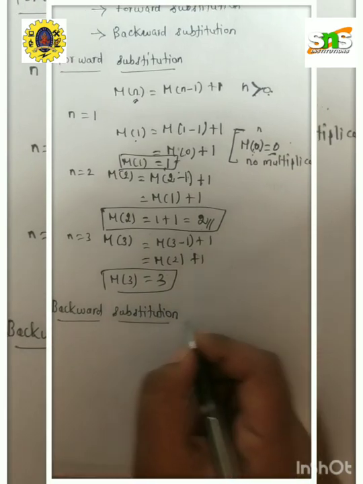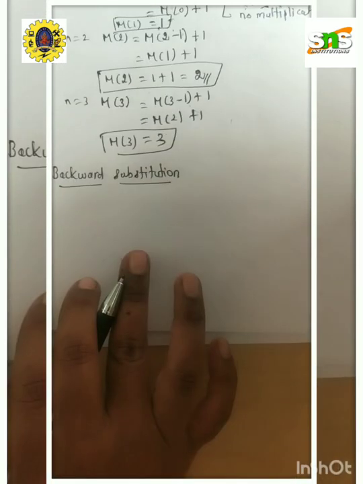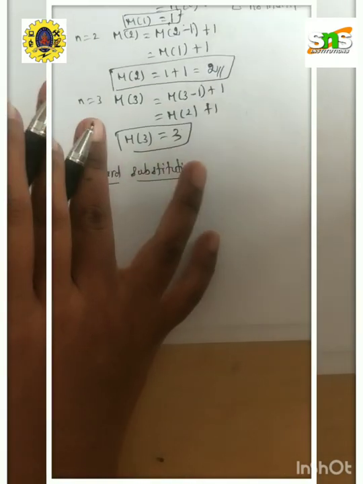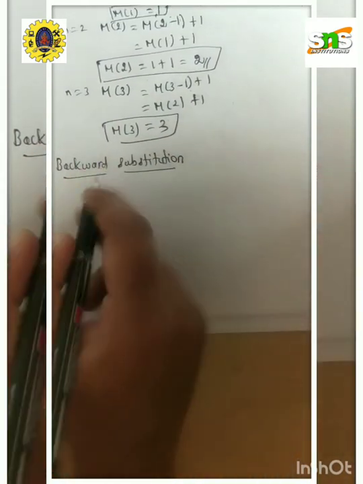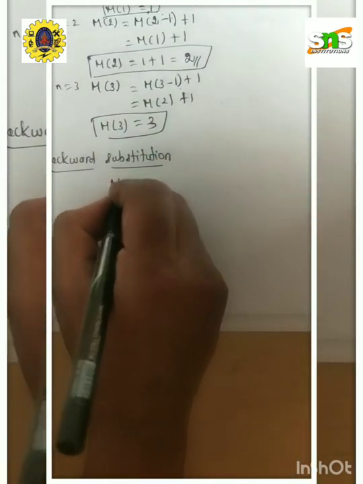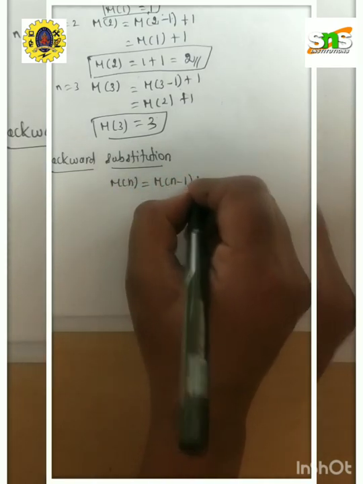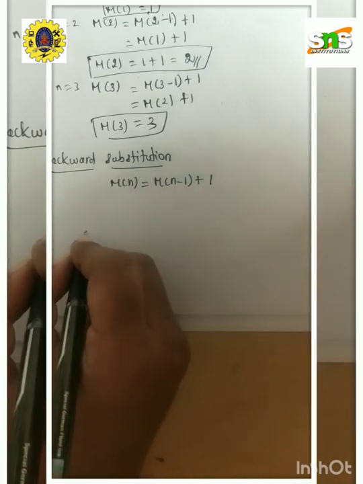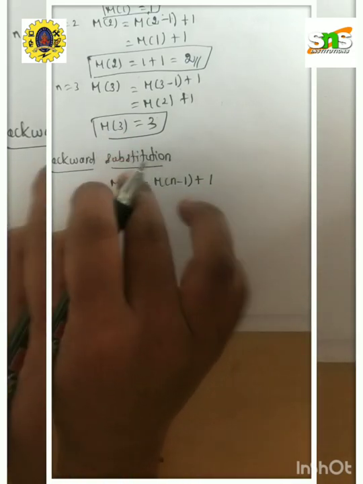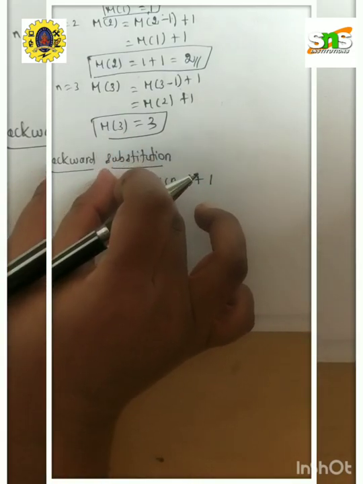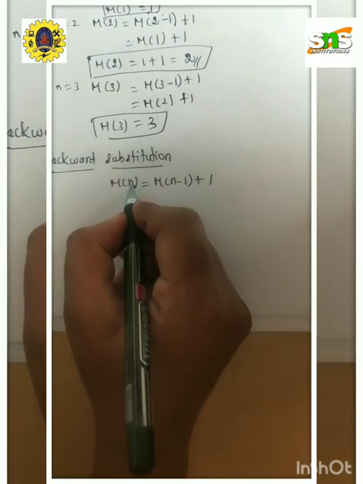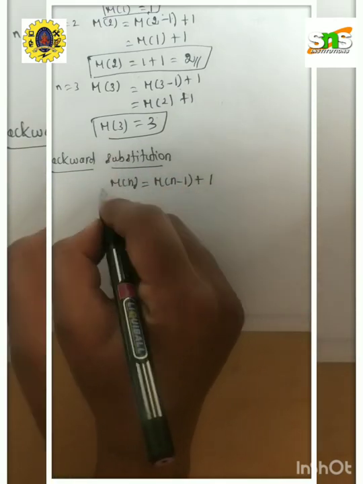Backward substitution. So backward substitution, again you take and write the mathematical induction. M of n is a recurrence relation: m of n minus 1 plus 1. Okay, this is the recurrence relation. So here the m of n can be written as, what is the value before n?